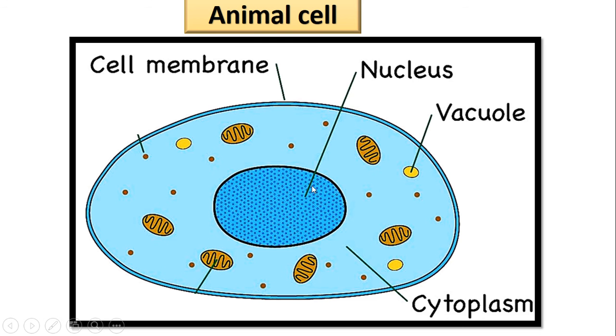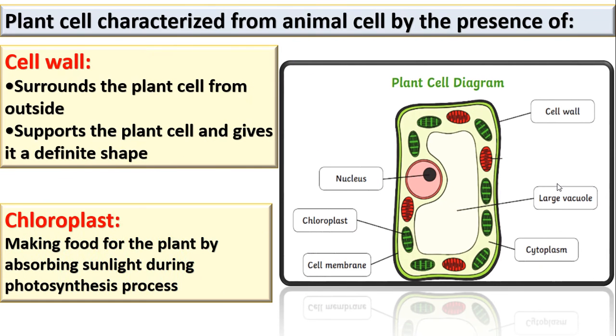So we have a nucleus in the center of the animal cell, and the cell membrane outside, surrounding the cell, and the cytoplasm, which is filling all the space inside the cell, and the vacuole, which is a small part inside the cell. This is the animal cell. What about the plant cell?